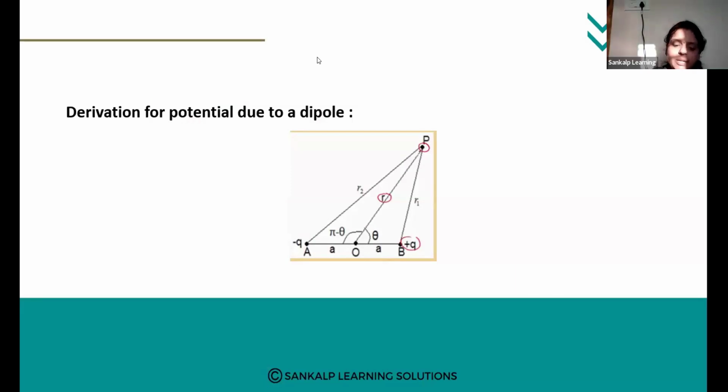Okay, so the last derivation, I know derivations get boring. So the last derivation for today's class. Then we will look at some numericals. Okay, so that is the derivation, that is the potential due to a dipole. So, sorry, once again the big derivation we are doing.